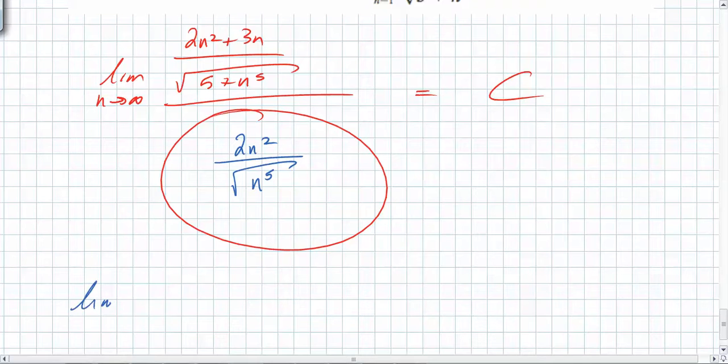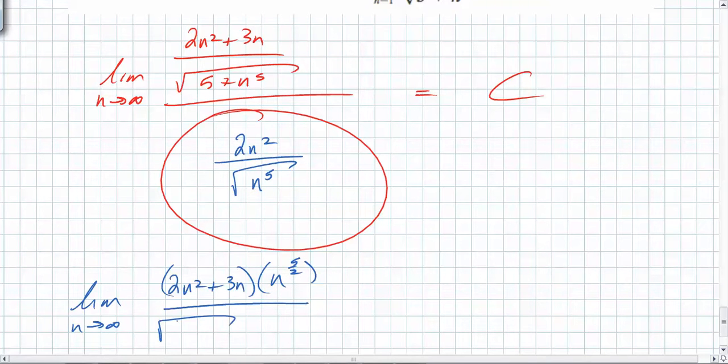Now, look what happens. The limit as n goes to infinity, well, let's clean it up first. Is that okay? So we have 2n squared plus 3n times n to the what? 5 halves, all over the square root of 5 plus n squared times n to the fifth. Thank you, that's important. n to the fifth times 2n squared. Nice.